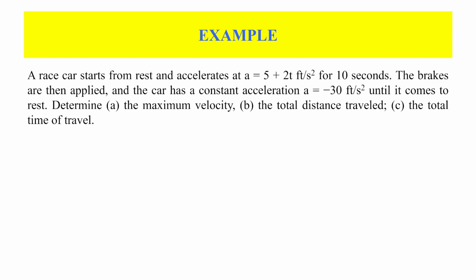A race car starts from rest, which means the initial velocity of the car is 0, and acceleration is given as a function of time. From time 0 to time 10 seconds the acceleration is given by this equation. The brakes are then applied and the car has a constant acceleration of minus 30 feet per second squared until it comes to rest. It means the velocity of the car reaches 0. Determine the maximum velocity, the total distance traveled, and the total time interval.